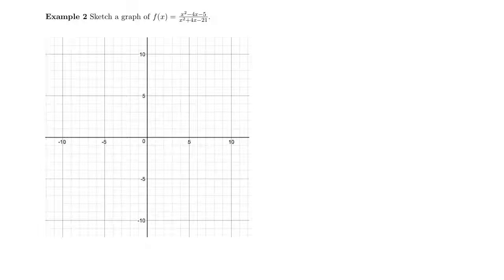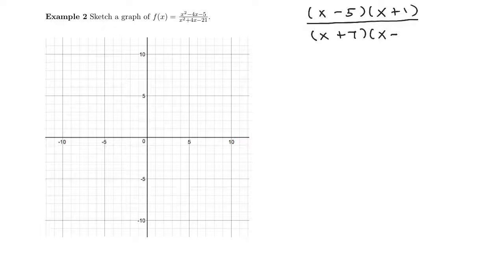All right, for example 2, same idea, just a different variation where I'm going to sketch a graph by using asymptotes and intercepts. So first I'm going to factor my equation. This is going to be x minus 5 and x plus 1. The denominator is going to be x plus 7 and x minus 3.